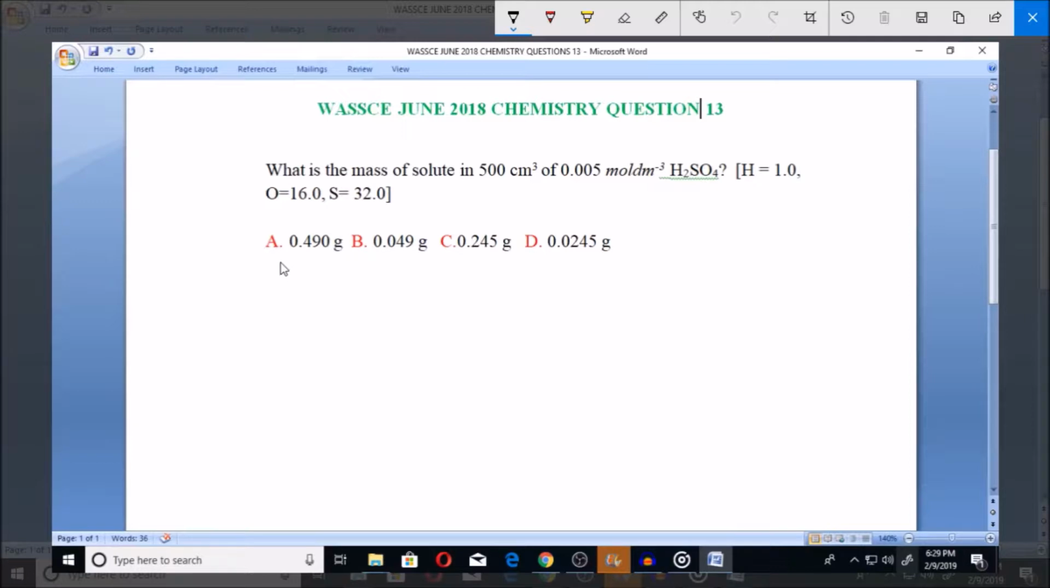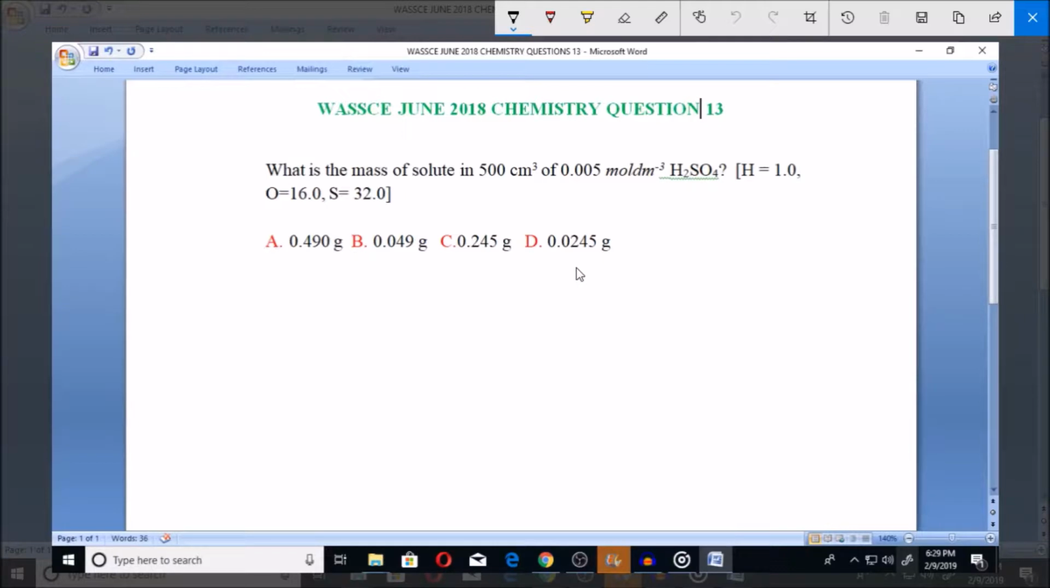Option A, 0.490 gram. B, 0.049 gram. C, 0.245 gram. D, 0.0245 gram. So how do we go about solving this very problem?